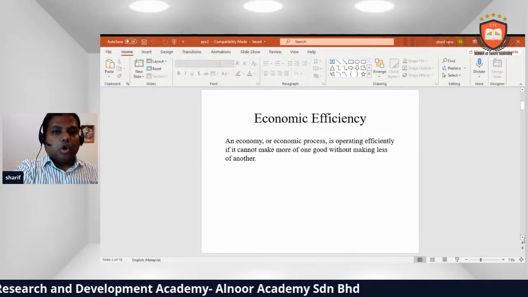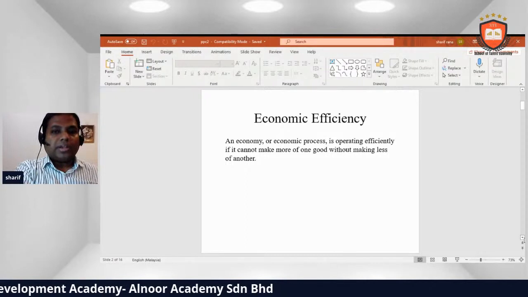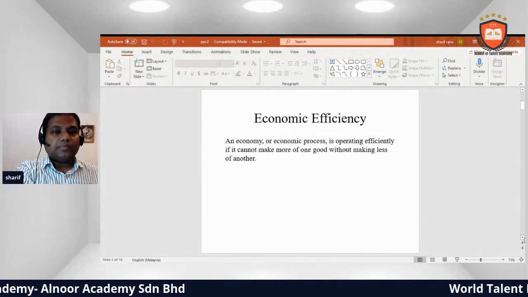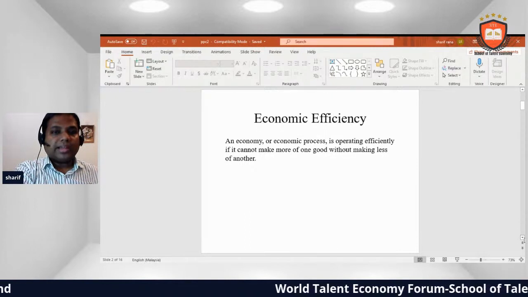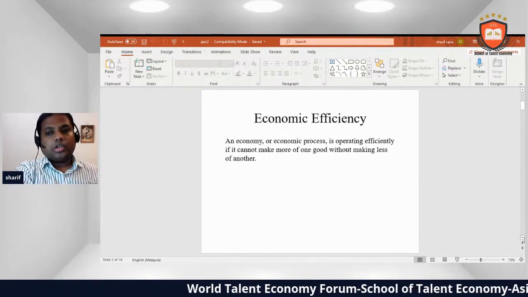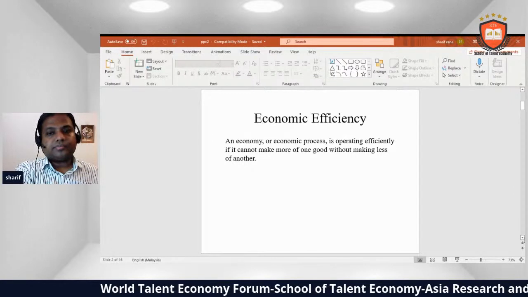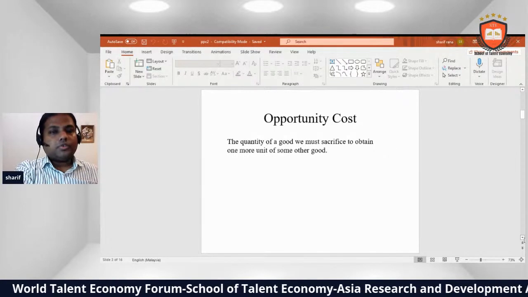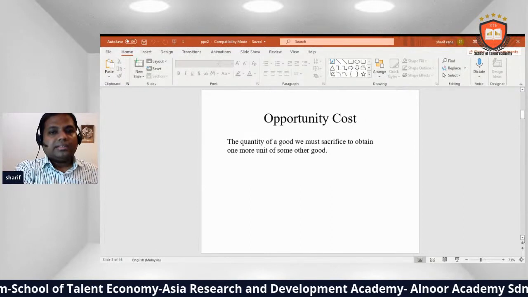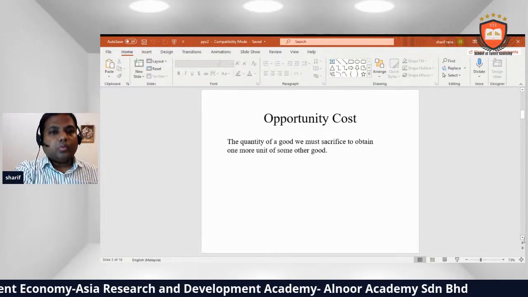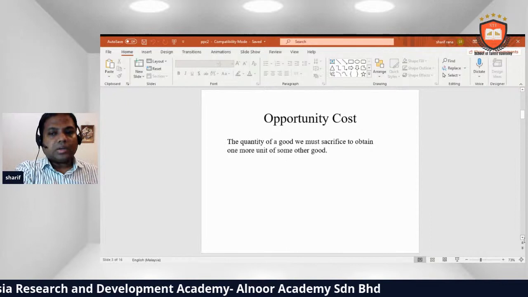An economy or resource process is operating efficiently if it cannot make more of one good without making less of another. This is called economic efficiency. Opportunity cost: the quantity of a good we must sacrifice to obtain one more unit of some other good.